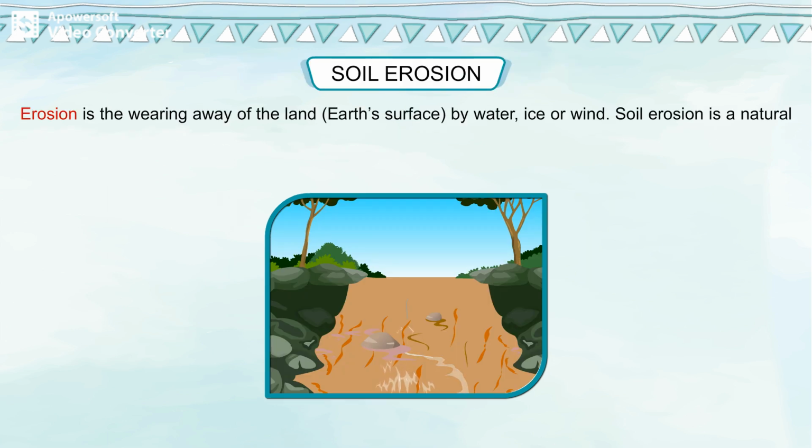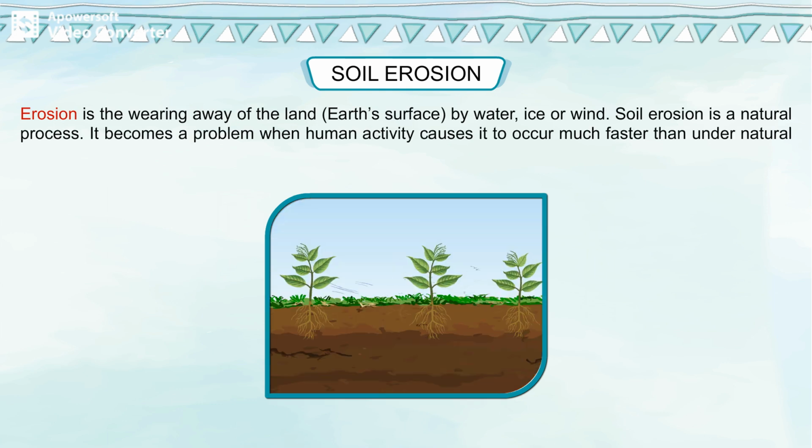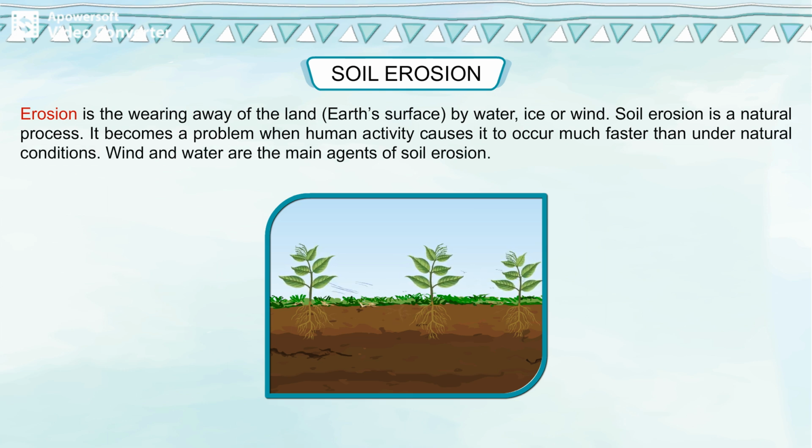Soil erosion. Erosion is the wearing away of the earth's surface by water, ice or wind. Soil erosion is a natural process. It becomes a problem when human activity causes it to occur much faster than under natural conditions. Wind and water are the main agents of soil erosion.